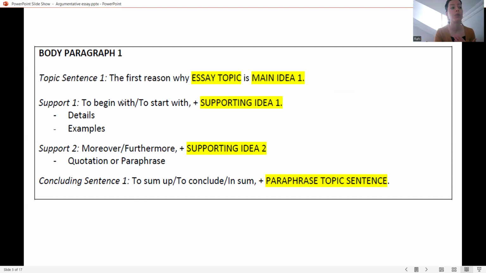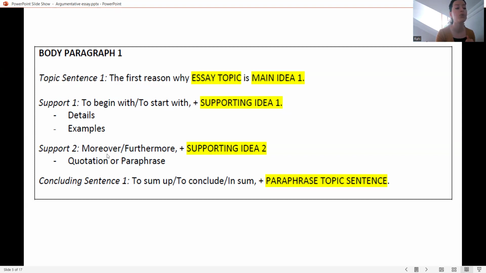And then you have supporting idea 1. I recommend that for supporting idea 1, you introduce your idea and you prepare the reader for the citation. So you have your idea, and then for the detail, add the citation, and then add your interpretation. Okay, so that is supporting idea 1.